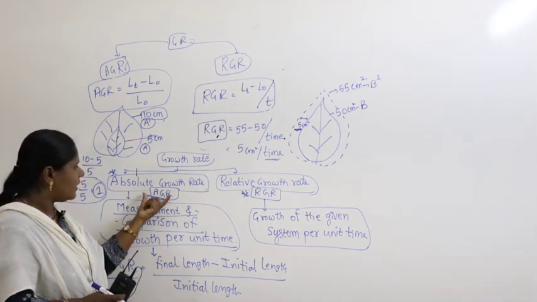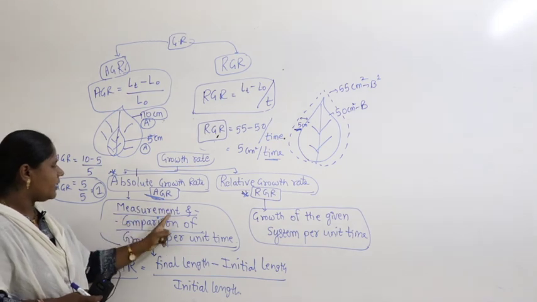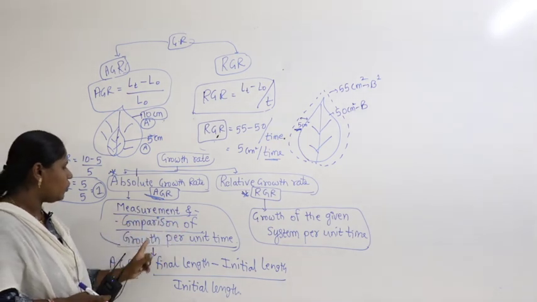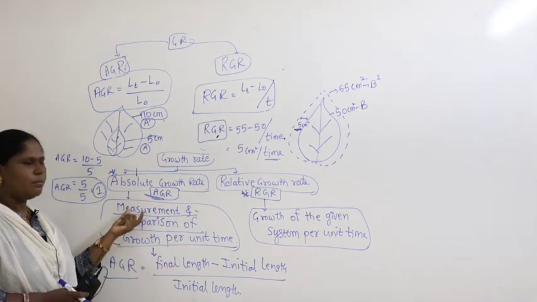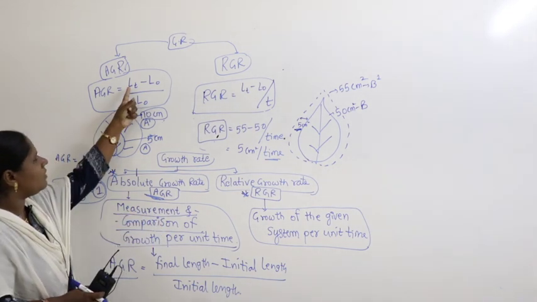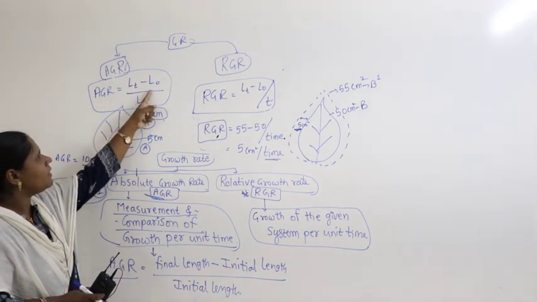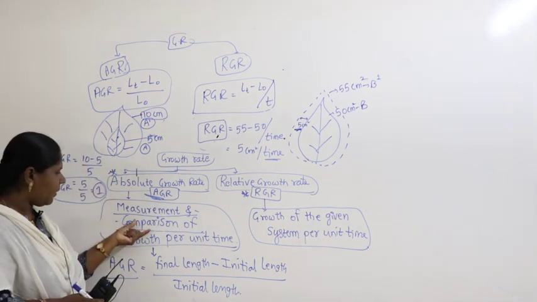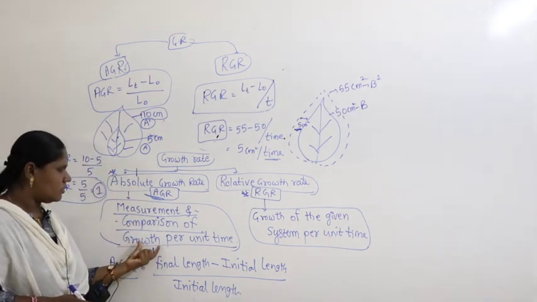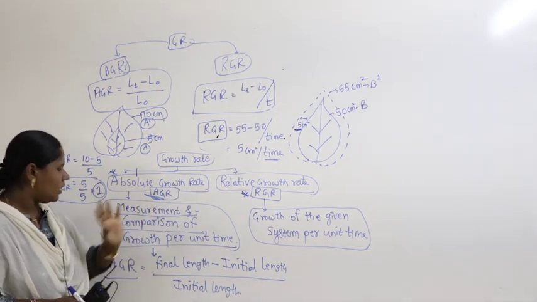So, how do you define AGR? What is AGR? It is nothing but measurement and comparison of growth per unit time. You are measuring the growth by comparing final weight and initial weight, final length and initial length, final surface area and initial surface area. You are comparing at that particular growth time per unit time itself, and that is called absolute growth rate.